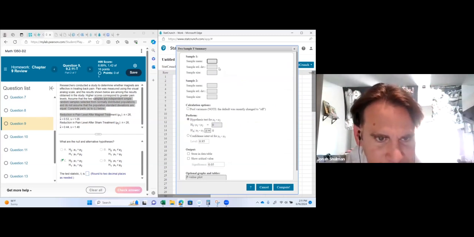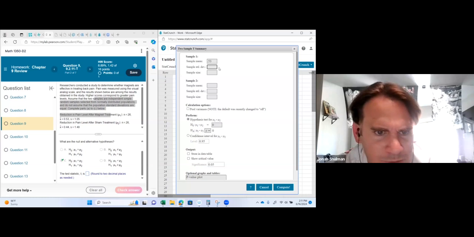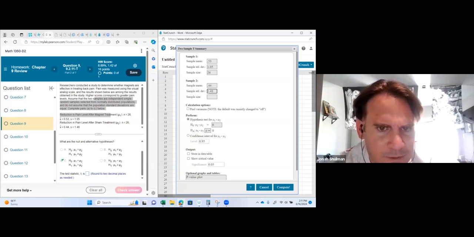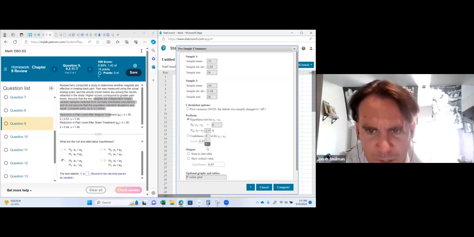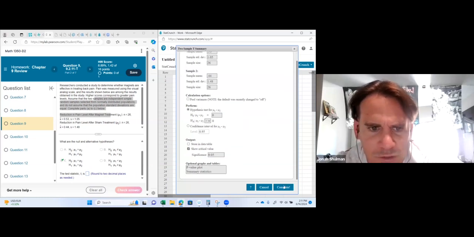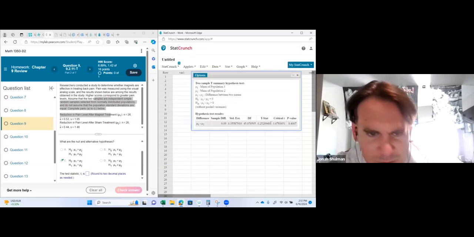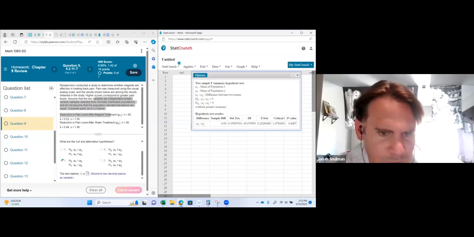So mean 0.53, standard deviation 1.05, sample size 26. Mean 0.44, standard deviation 1.48, and the sample size is 26. We want to do this at what kind of level? We're saying that the first one is greater, so that's going to be a positive value. Show the critical value. The t statistic to 2 decimal places is 0.25.